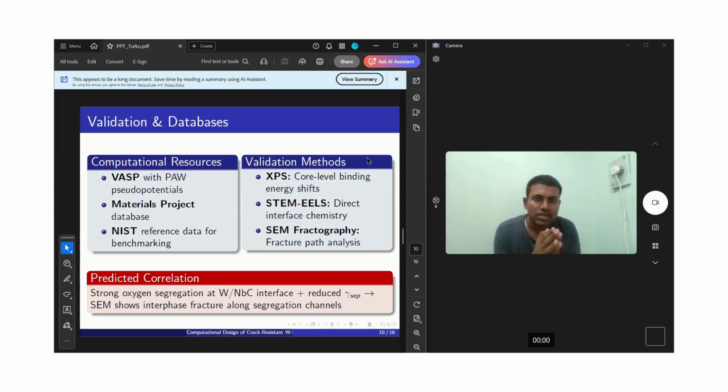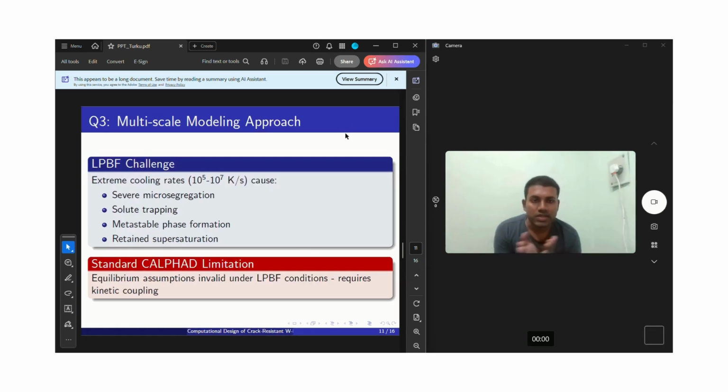Moving on to my next answer, the final one. Extreme cooling rates of 10 to the power 5 to 10 to the power 7 kelvins per second in laser powder bed fusion push the alloy far from equilibrium. This poses certain challenges. The extreme cooling rates cause severe microsegregation, solute trapping, metastable phase formation, and retained supersaturation. The limitation is that to accurately model phase evolution under these conditions, the calculation of phase diagrams, or CALPHAD, must be coupled with kinetic models.